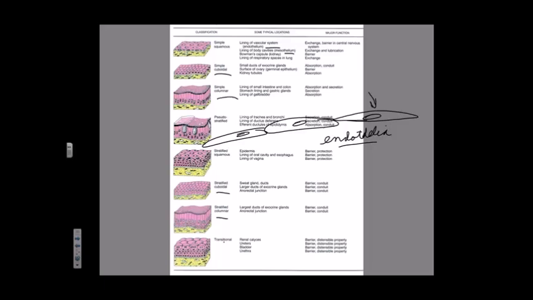Simple columnar, that lines the innermost portion of your digestive tract. So your digestive tract, from your stomach all the way to your anus, is simple columnar epithelia. They call it simple columnar because these cells are columnar. They're like this with their nucleus at the bottom. Okay? That's what they look like, lining the inside of your digestive tract.